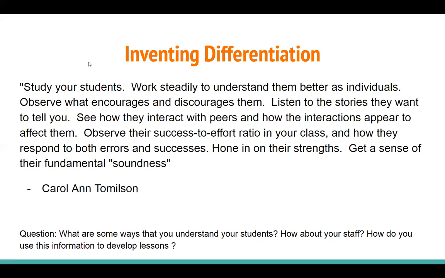Most importantly, she offers the reader principles that she developed with her team to encourage differentiation. Plan for student engagement. Build a sense of community for students and staff. Encourage growth for student success. Figure out a flow of your classroom to find out time allowance for whole group instruction or small group instruction or individual lessons. Question: what are some ways that you understand your students? How about your staff? How do you use this information to develop lessons?